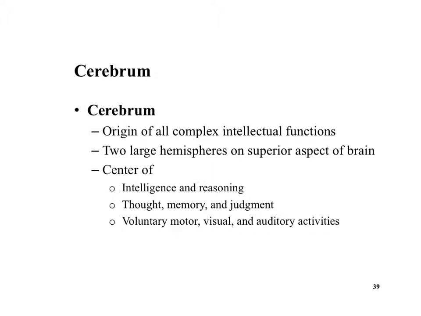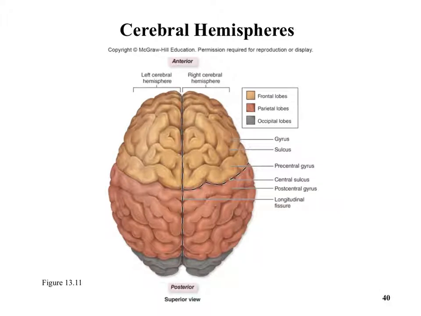You have two large hemispheres on the superior aspect, all right? It is the center of intelligence and somewhat reasoning. Thought, memory, judgment, voluntary motor, and visual and auditory activities, right? So it is the biggest part because it does the most stuff, okay? It's broken up into lobes that are named for the bones that overlay them. So the cerebrum has a frontal lobe, parietal lobe, and occipital lobe.